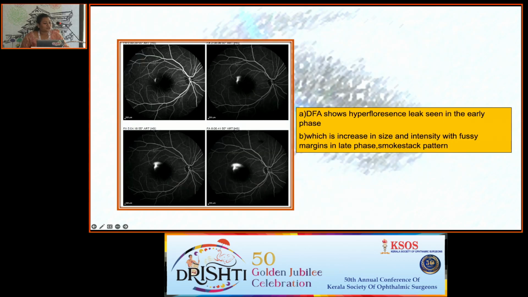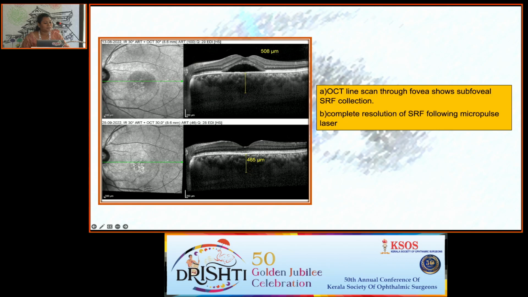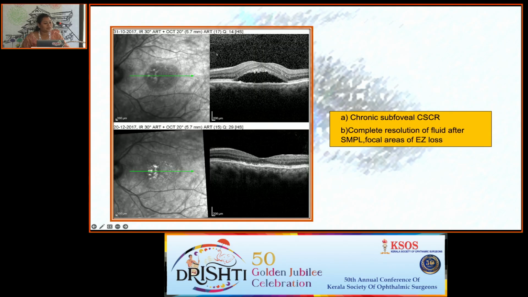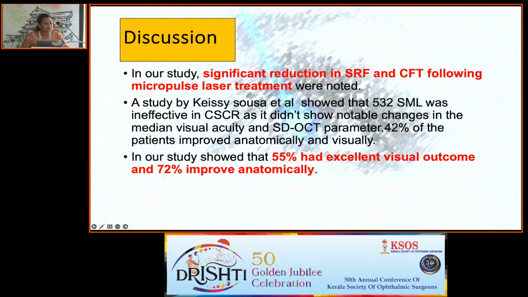This is a FFA showing leak in the early phase, that increases in intensity and size in the late phases. This is subfoveal SRF pre and post treatment, juxtafoveal SRF pre and post treatment, and this is chronic CSCR pre and post treatment. And now coming to the discussion.